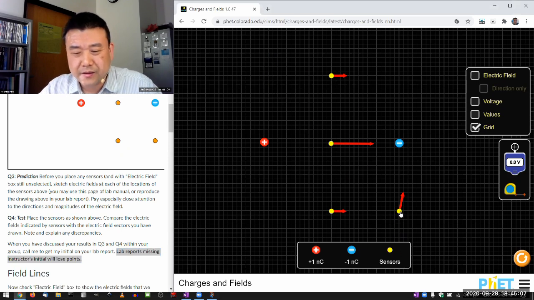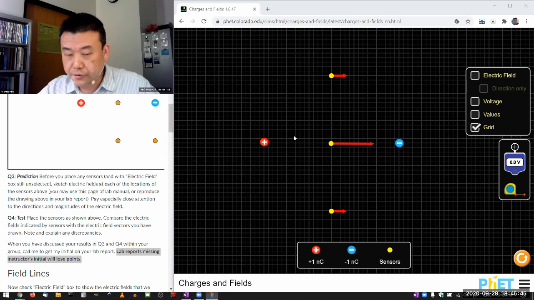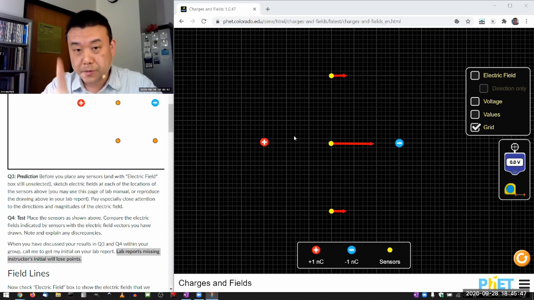I don't know if I have any intuitive feel for that, but something that you can always get an intuitive feel for are simple pictures like these. All right, so that's getting a feel for the electric fields and the superposition principle involving electric fields.